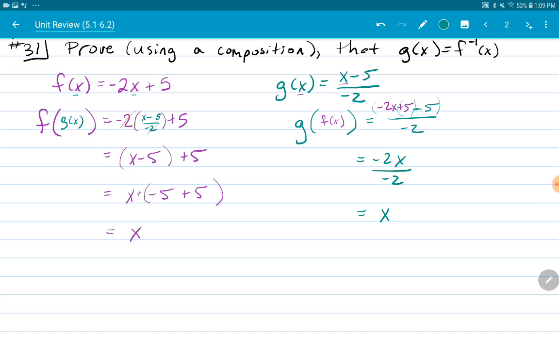So now that I've proven that the composition functions of f of g of x and g of f of x are both x, this is an inverse. So this means, in conclusion, g of x equals f inverse of x. Of f, sorry.